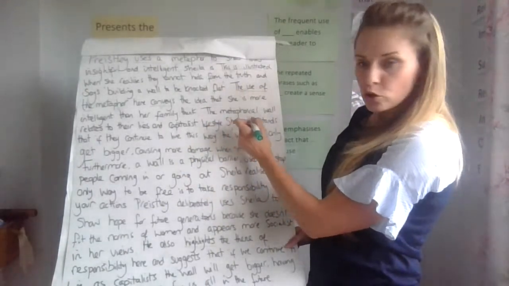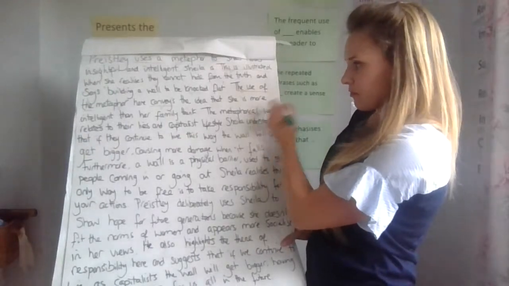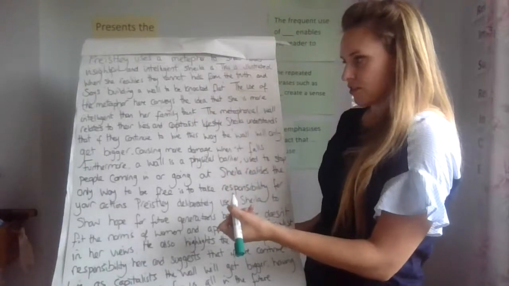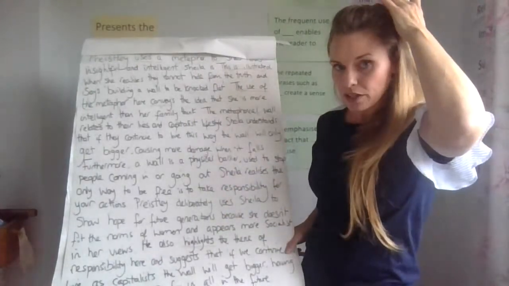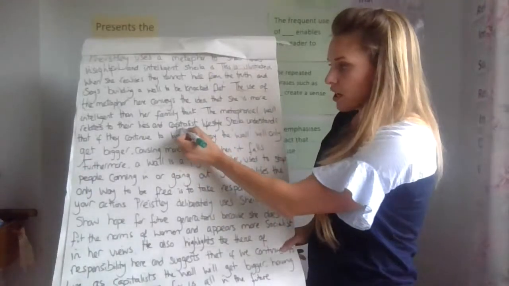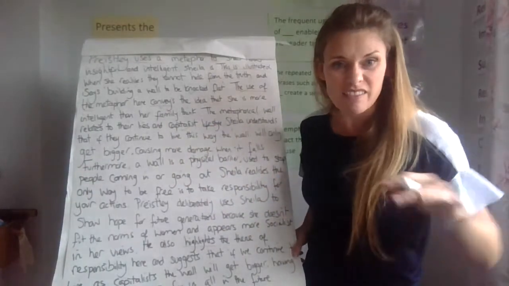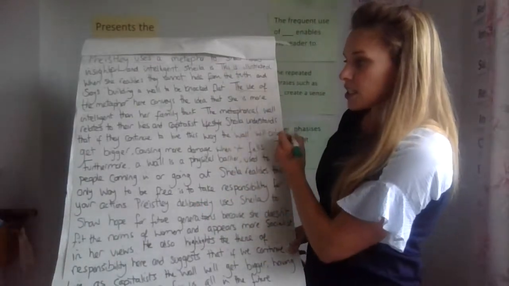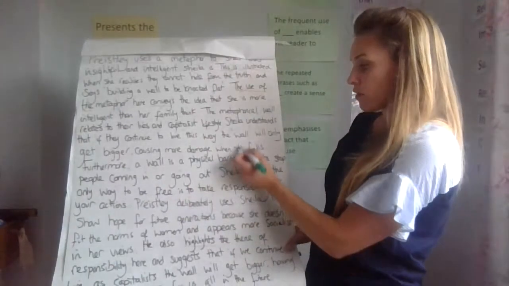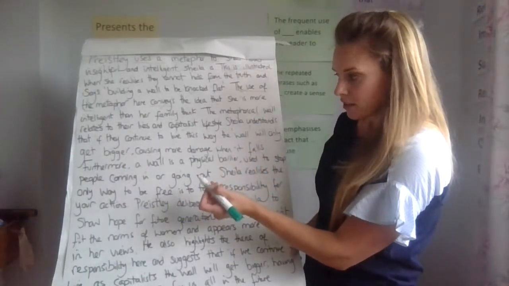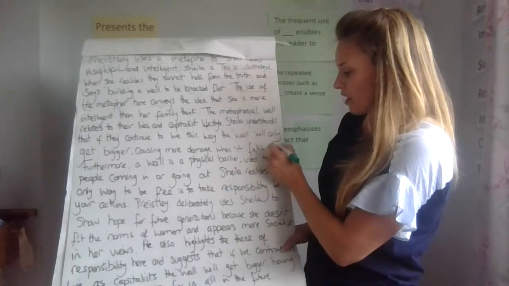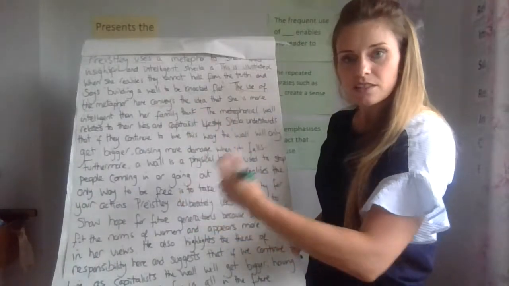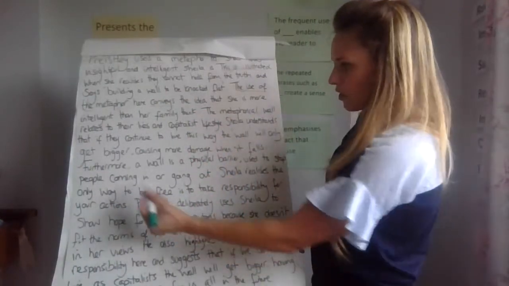The metaphorical wall relates to the lies and capitalist lifestyle that they essentially are living at this point. So I'm going to get a mark here for context for mentioning the capitalist. I haven't explained what it is. I've dropped it in there. I'm going to get a mark for that. Sheila understands that if they continue to live this way, the wall will only get bigger, causing more damage when it falls. So again, a deeper understanding here. And this is where I'm using these phrases to explain in more detail.